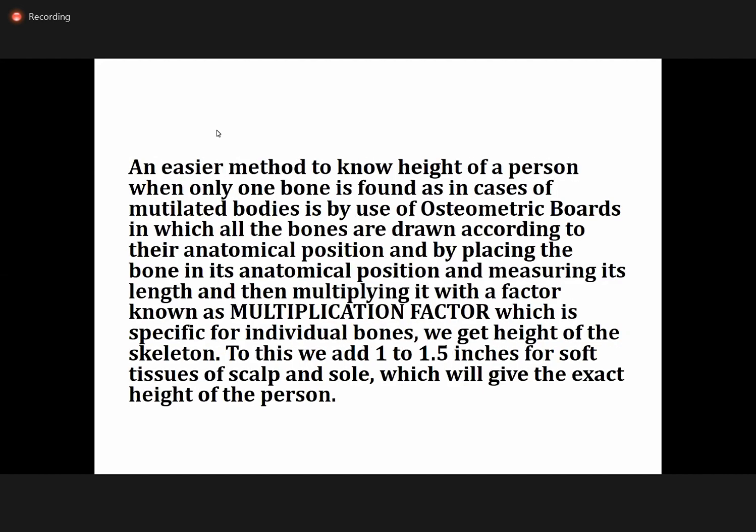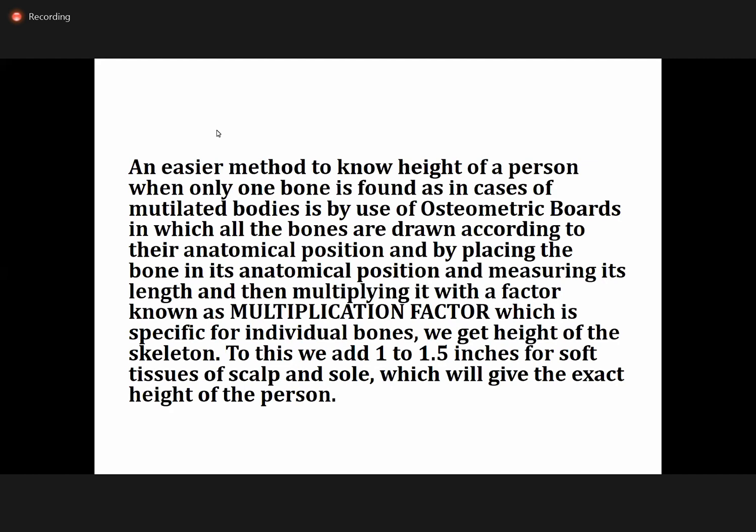An easier method for estimating the height of a person, if only bones are available, is by use of the osteometric board. You remember, whenever you measure the length of a long bone, the osteometric board is used as a special board to place the bone between, and measurements are given on the sides by means of which you can specifically measure the length of the bone.